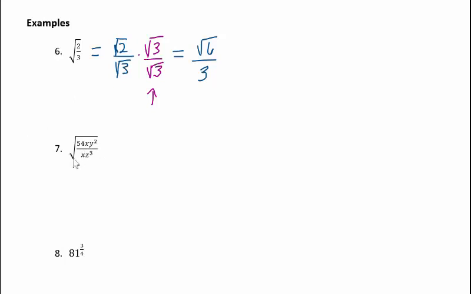For the next example, we're going to simplify the square root of 54xy squared over xz cubed. Before I get started, I always like to look and see if there's any common factors that we can cancel out under the radical. And it looks like there are, so I'm just going to cancel out the x's, and now we rewrite the expression as the square root of 54y squared over z cubed.